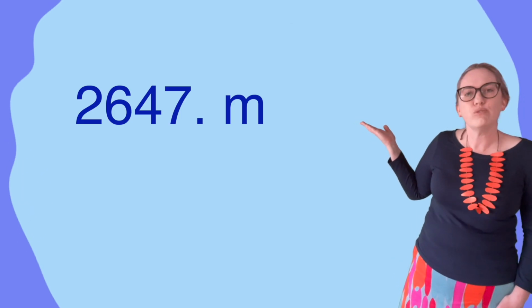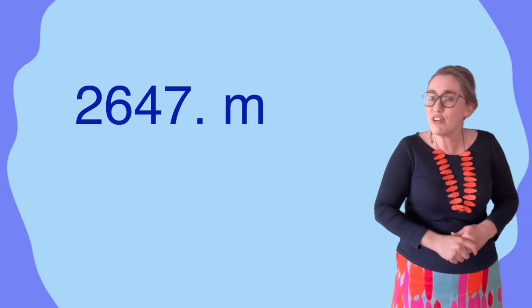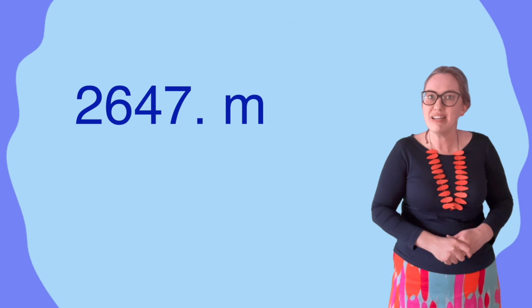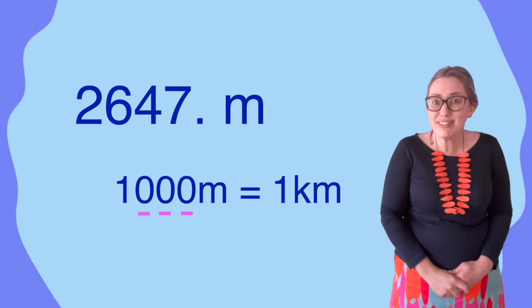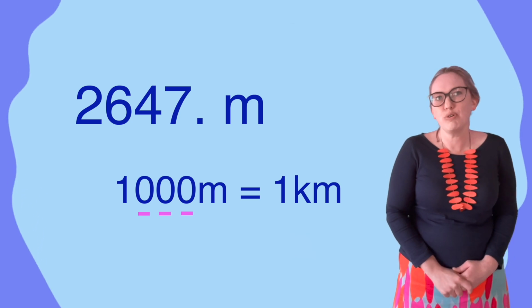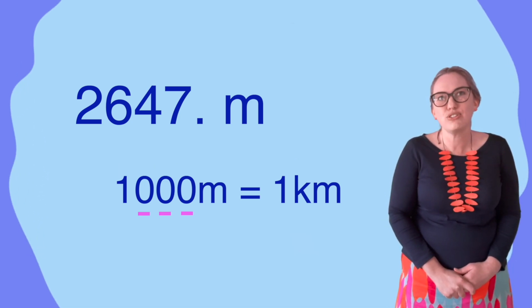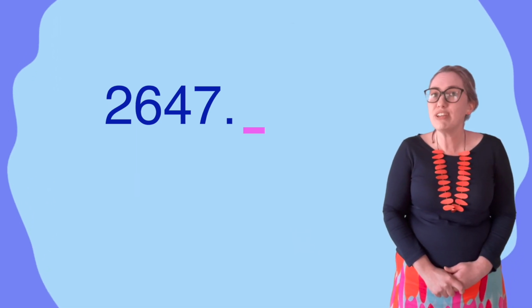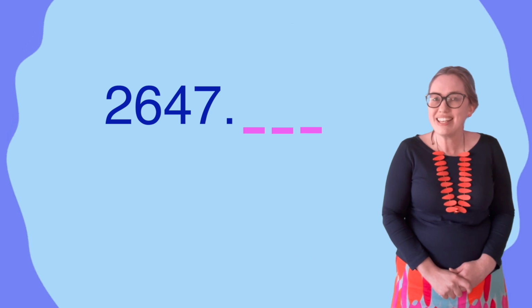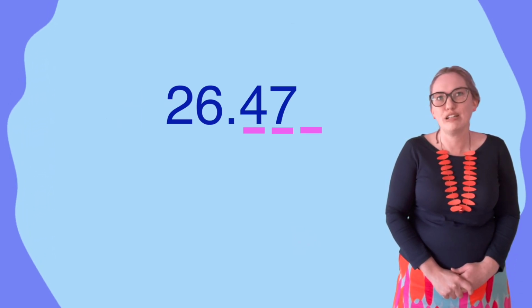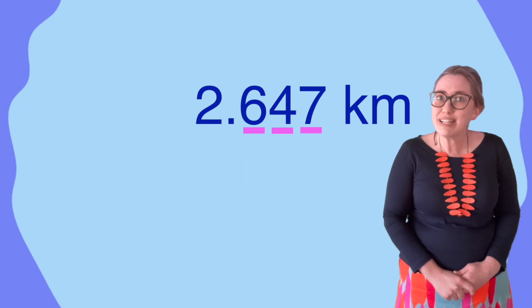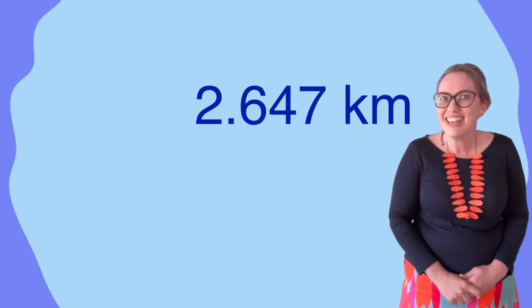We'll start with 2,647 metres. To convert this to kilometres, remember, there are 1,000 metres in 1 kilometre and 3 zeros in 1,000, so we'll move our number 3 places to the right. We are moving past the decimal point, ending with 2.647 kilometres. Are you ready to put this knowledge into practice? Let's head off on our journey around the world.